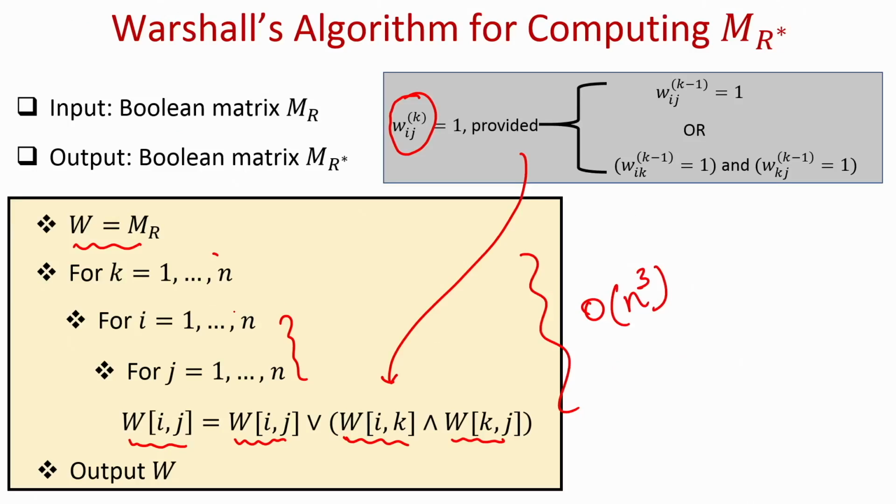So, that brings me to the end of this lecture. Just to summarize, in this lecture we saw the Warshall's algorithm for computing the connectivity relationship, which is better than our naive algorithm for computing the connectivity relationship.